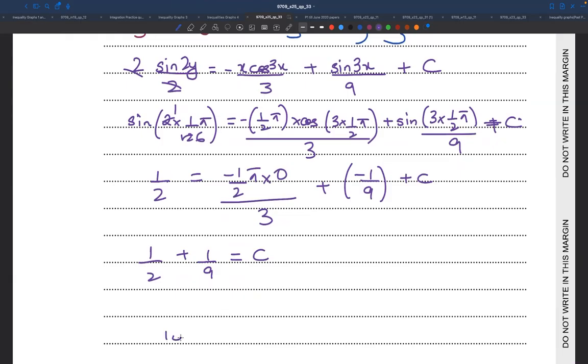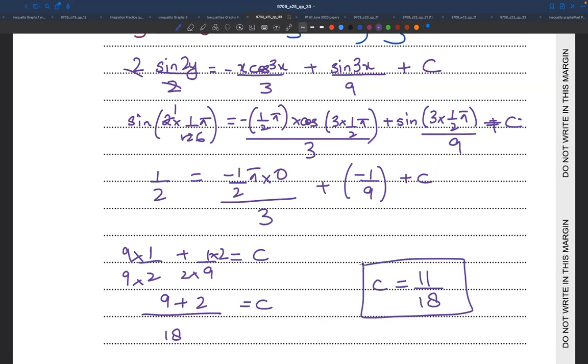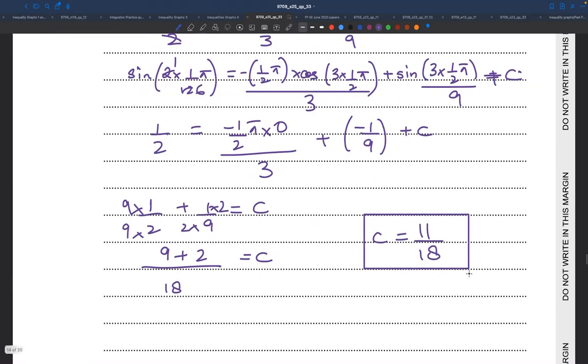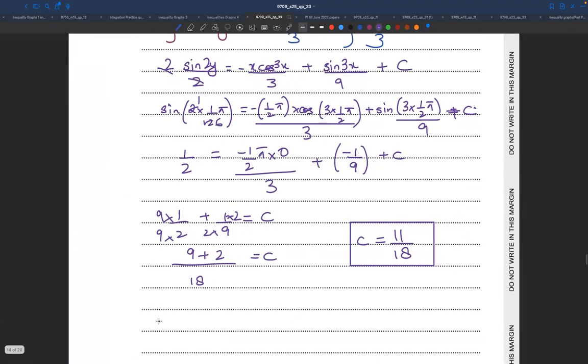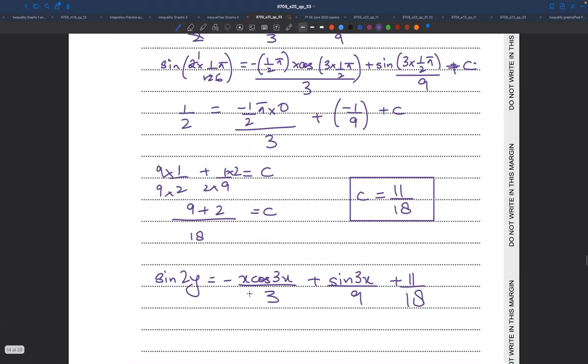9 and 2 LCM is 18. So this will be 2 times 9, 9 times 2. I hope everyone knows this maths. So c is equal to 11 upon 18. And finally, because I have found the value of c, I can now write my answer as sine of 2y is equal to minus x cos of 3x upon 3 plus sine of 3x upon 9 plus 11 by 18. And that's it. So that's your first part done.